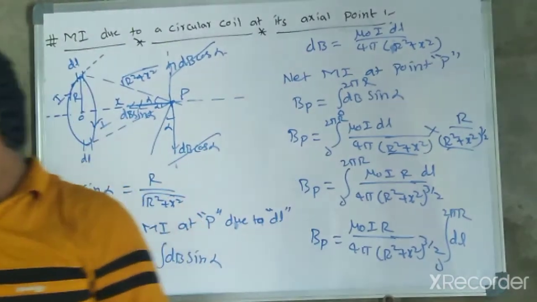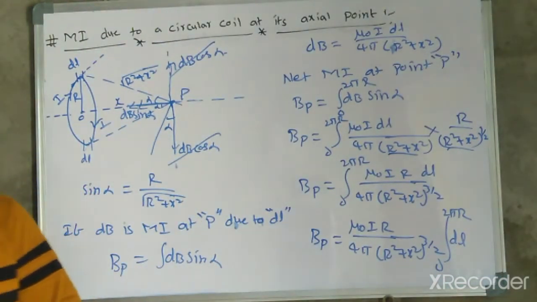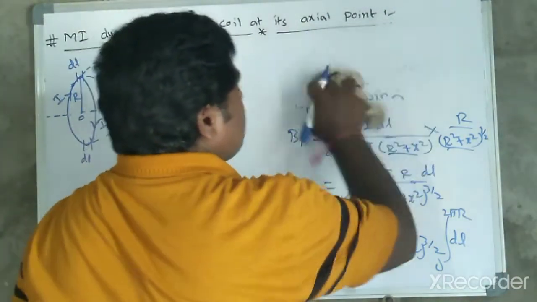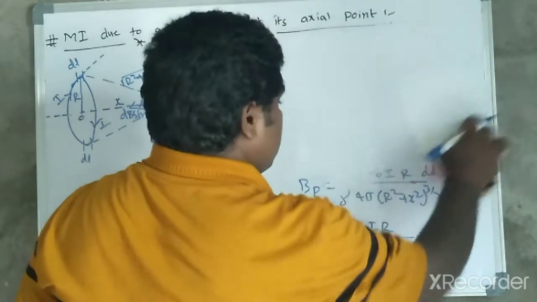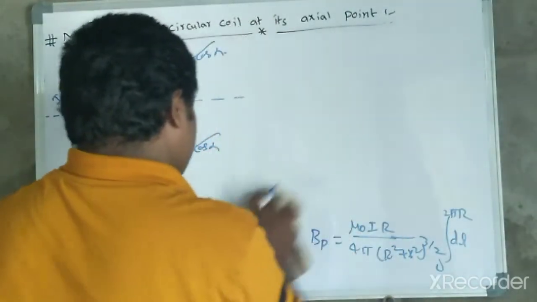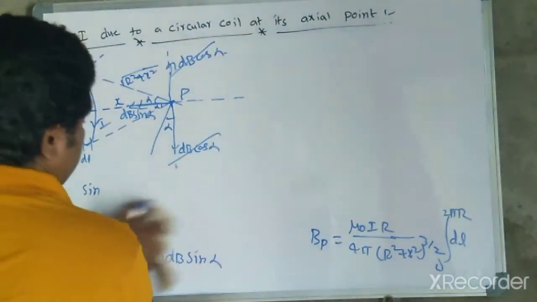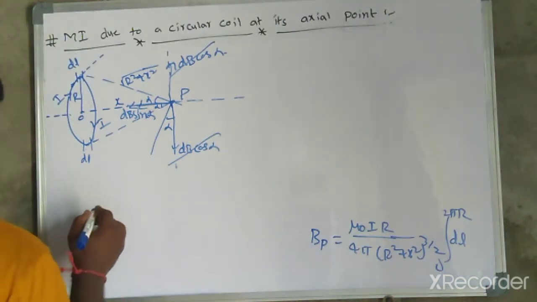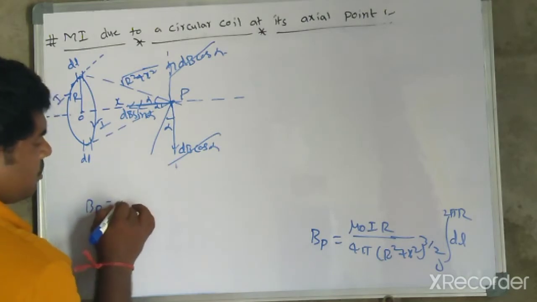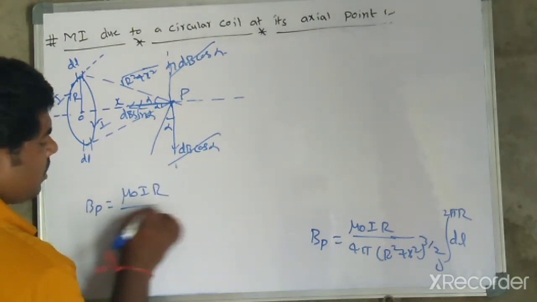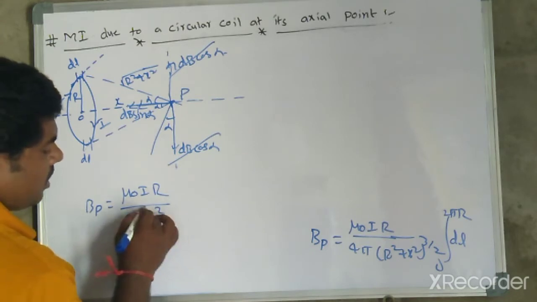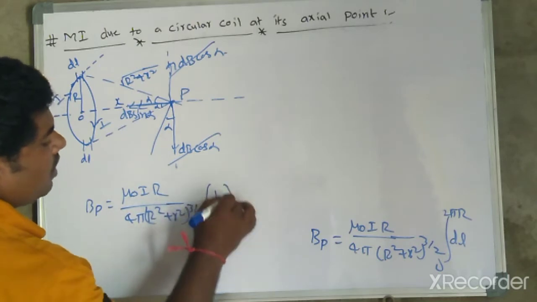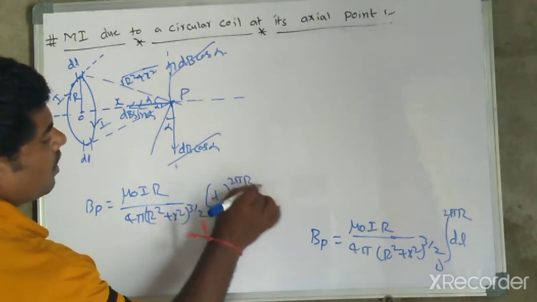The integral of dl is nothing but L, so higher limit minus lower limit. So here BP is equal to mu naught I into r divided by 4 pi into r square plus x square whole power 3 by 2, into L, from 0 to 2 pi r.